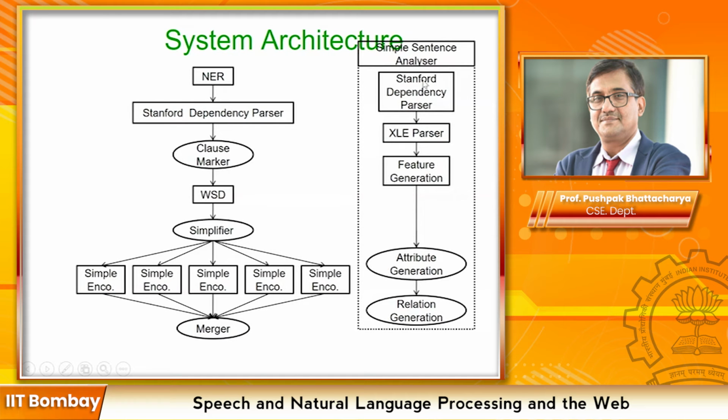And the simple sentences are analyzed through parsing, feature generation, attribute generation, relation generation. Okay, feature, attribute, relation, all these things are generated for the words, and relations are also found out. So they produce a semantic graph. From that semantic graph, we produce individual Hindi sentences and then merge them together. So that used to be a framework some 10-15 years back.